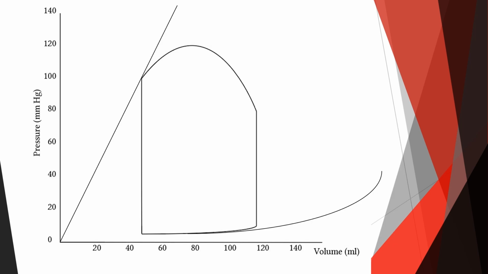Let's start here. So this is a normal pressure volume loop looking at a left ventricle. On the y-axis, you have the pressure, and on the x-axis, you have the volume. Let's start talking about how different things affect this loop.